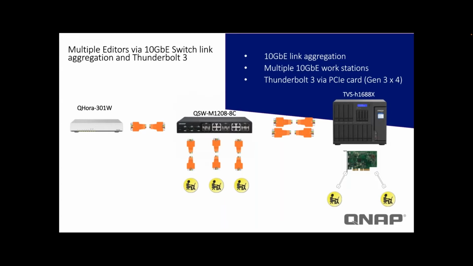And to make use of the high-speed connections, the TVS-H1688X has 12 3.5-inch drive bays, as well as 4 2.5-inch drive bays, ideal for SSDs, and 2 M.2 NVMe SSD slots. The NAS is also equipped with a Xeon processor.